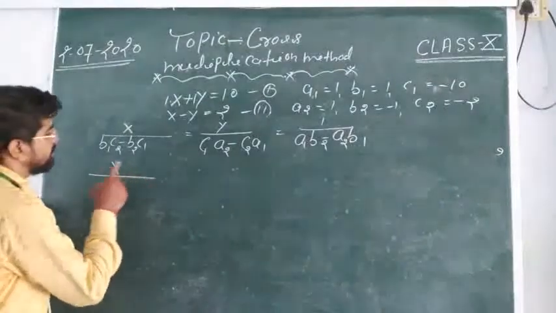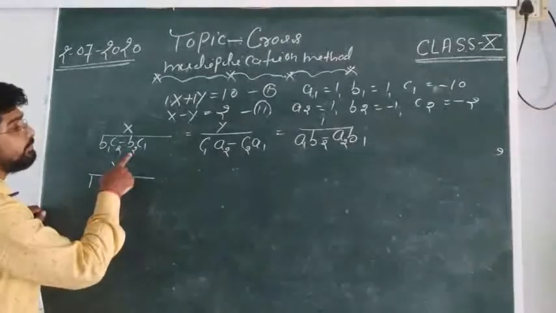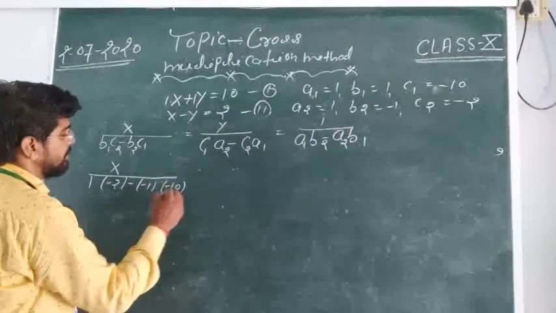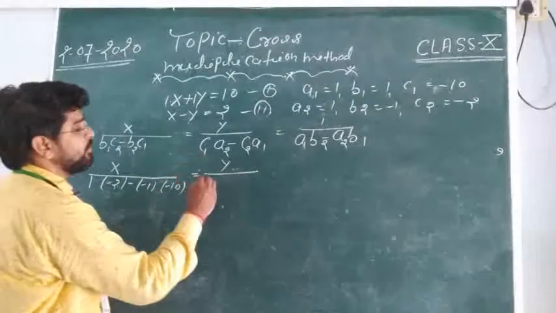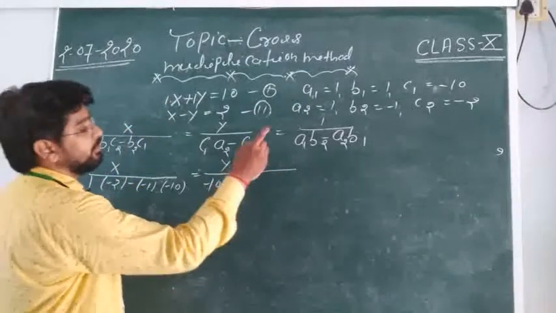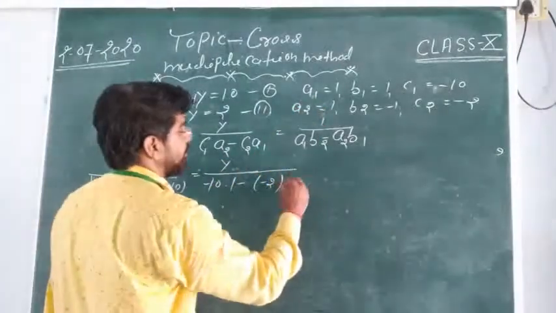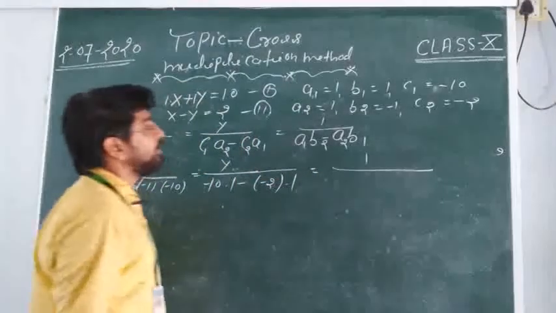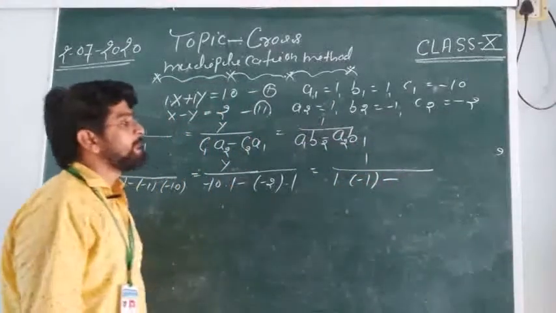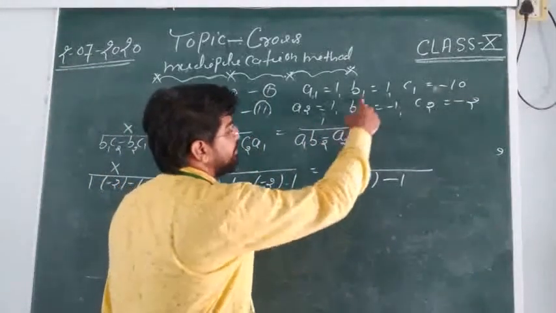So see, x upon B1 is 1, A2 C2, C2 is minus 2, minus B2, B2 is minus 1, and C1 is minus 10, is equal to y upon C1 which is minus 10 into A2 which is 1, minus C2 which is minus 2 into A1, and the value of A1 is 1, is equal to 1 upon A1 into B2 which is minus 1, minus A2 which is 1, A2 into B1, and B1 is again 1.